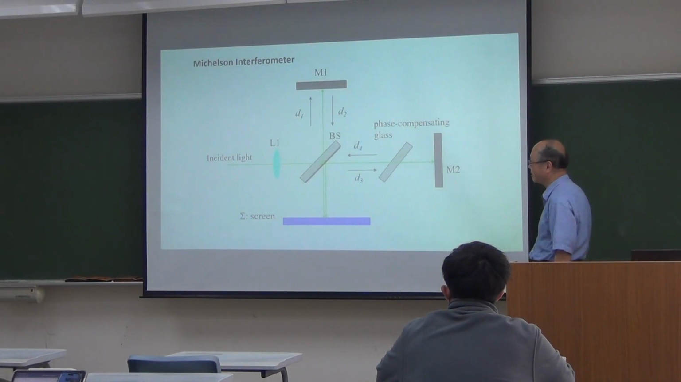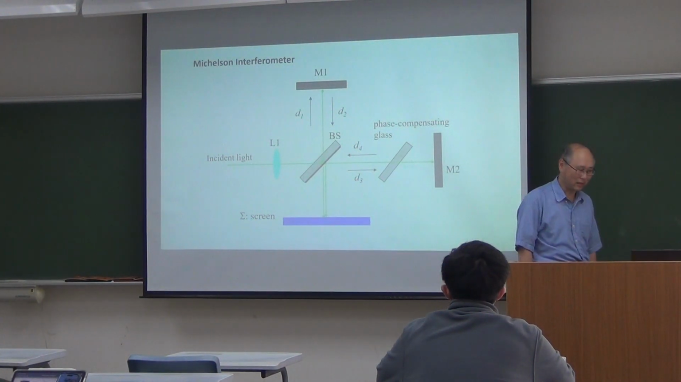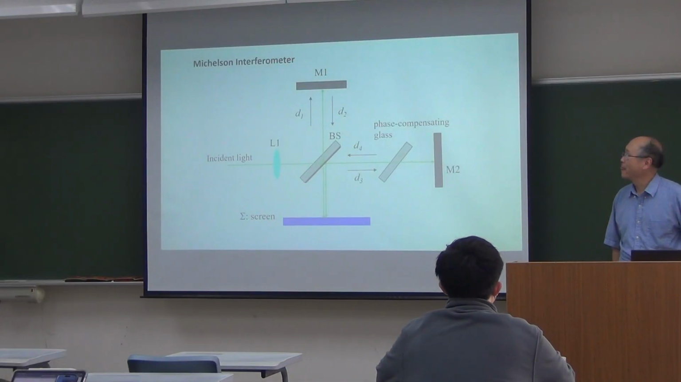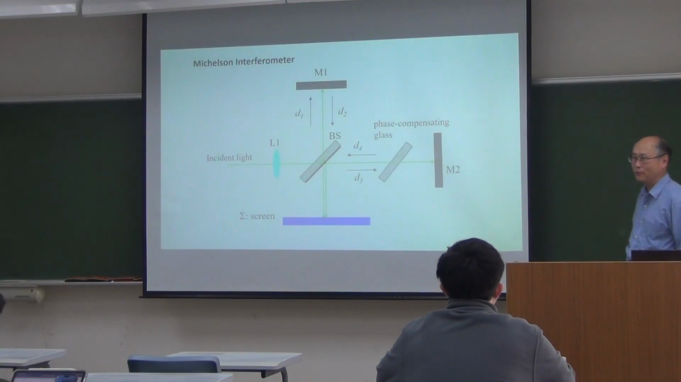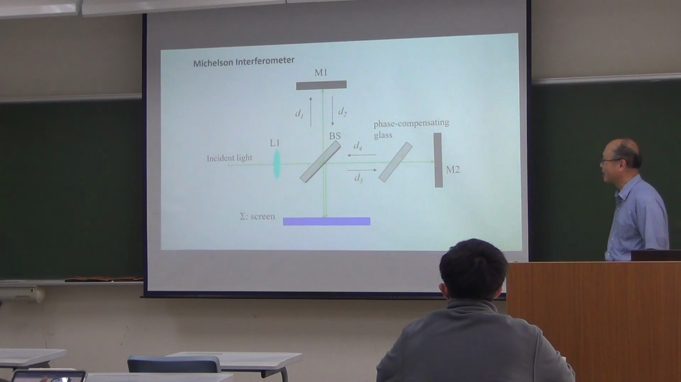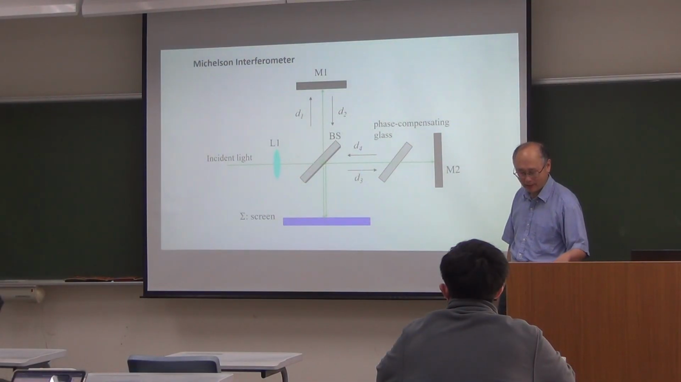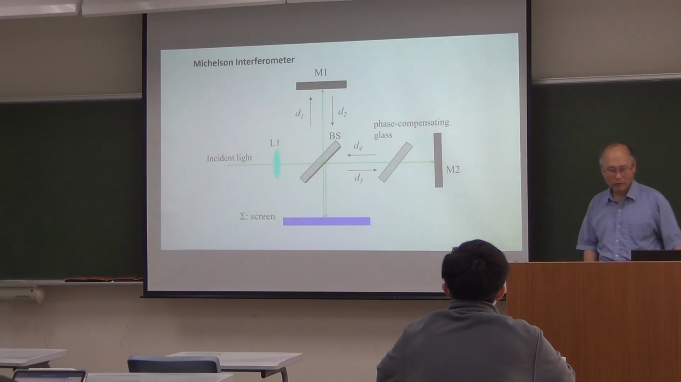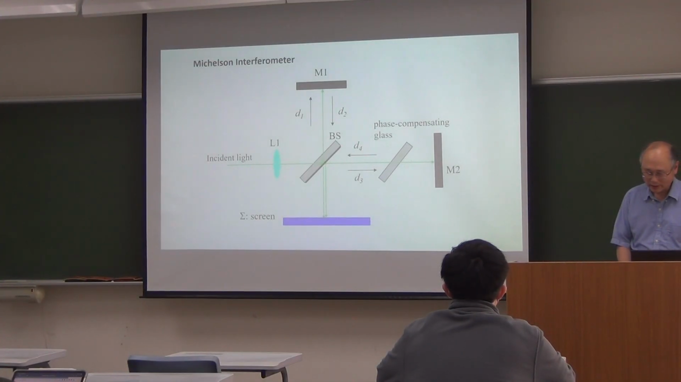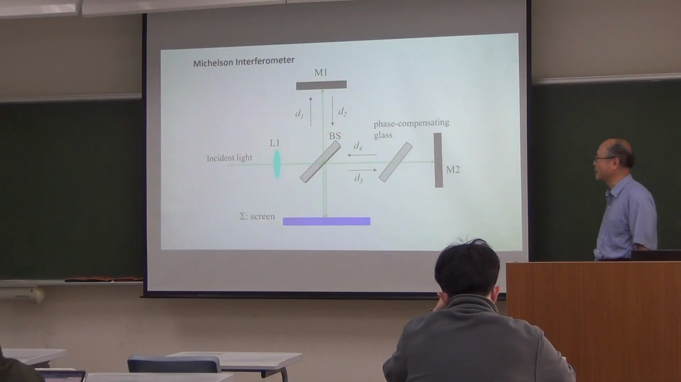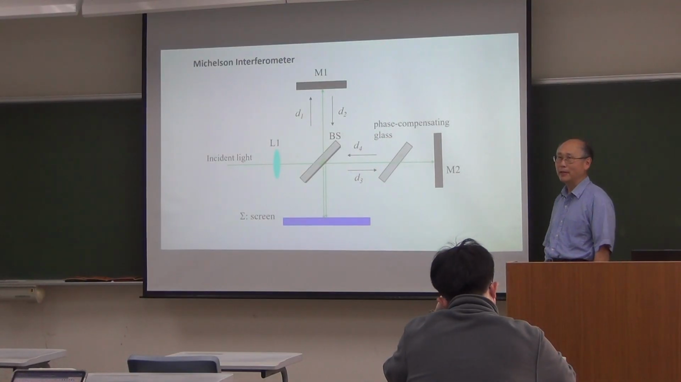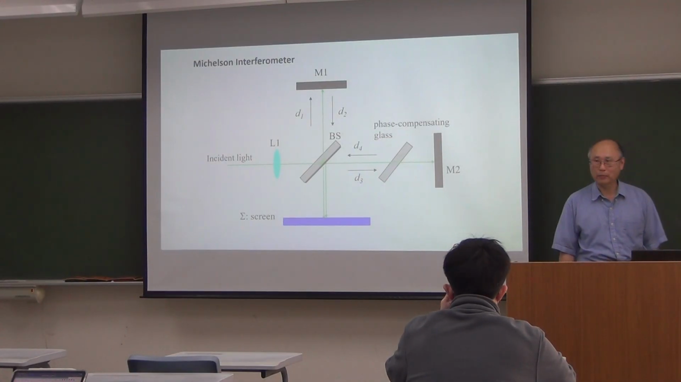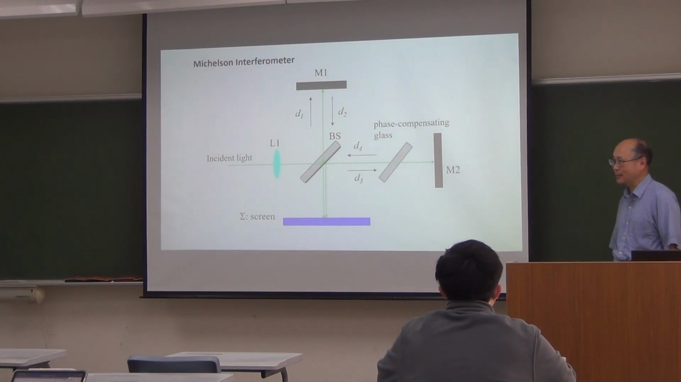In the early 20th century, it was used for verifying whether or not there's a medium in vacuum. And the medium is called ether. Okay? Because for a long time, scientists have been suspecting that there's something in vacuum supporting the propagation of light.